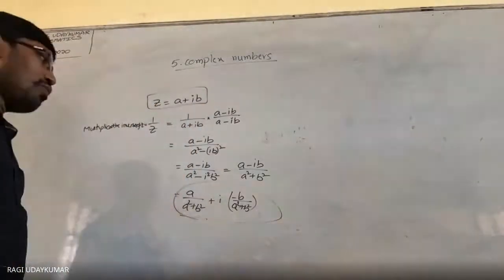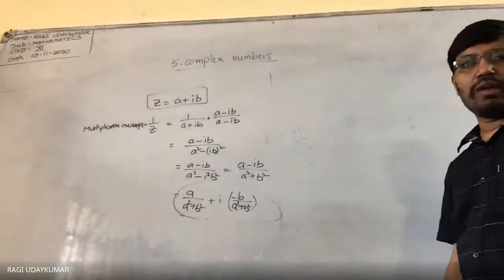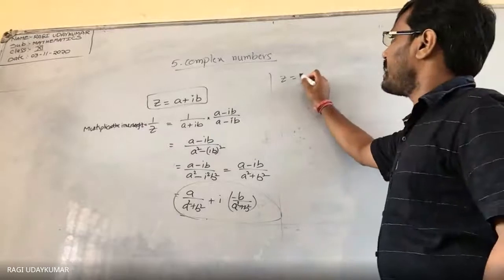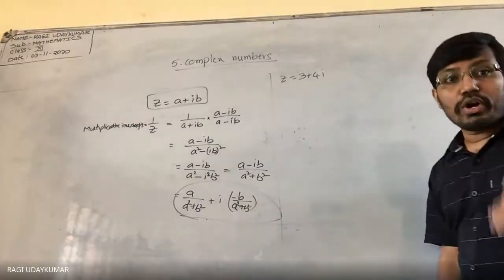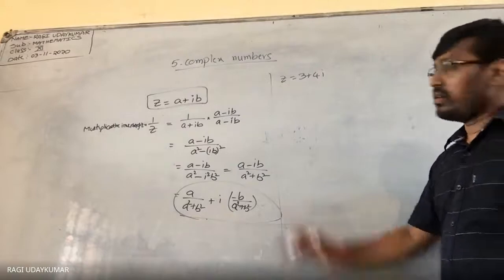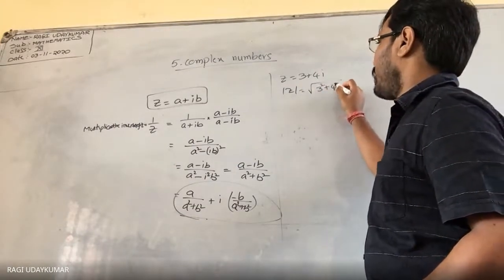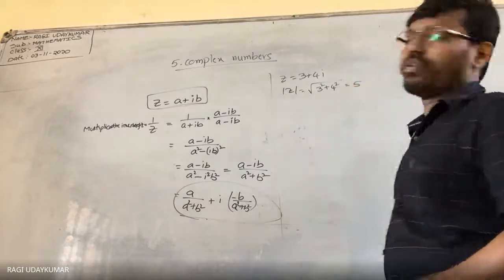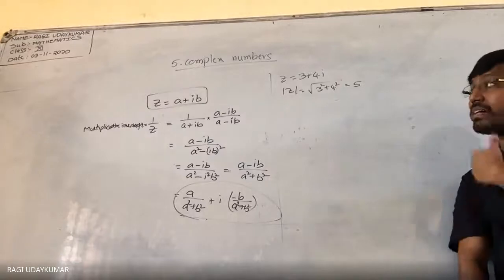If I give you a complex number as an example, z is equal to 3 plus 4i, what is the modulus of this complex number? Modulus of z is equal to under root of 3 square plus 4 square, which equals 5. This is the modulus. And what is the inverse?